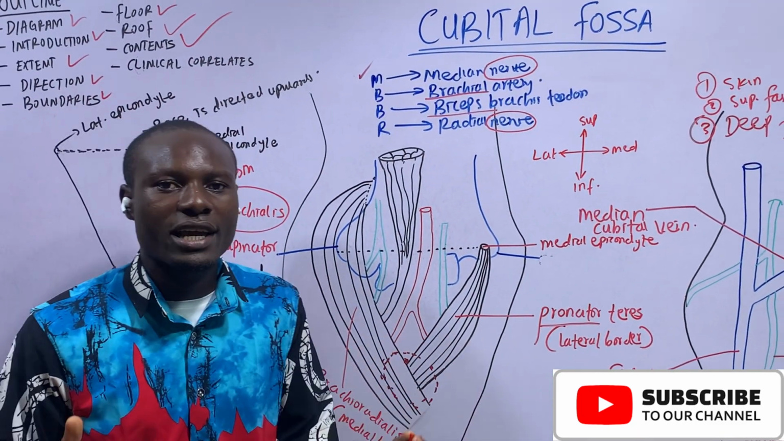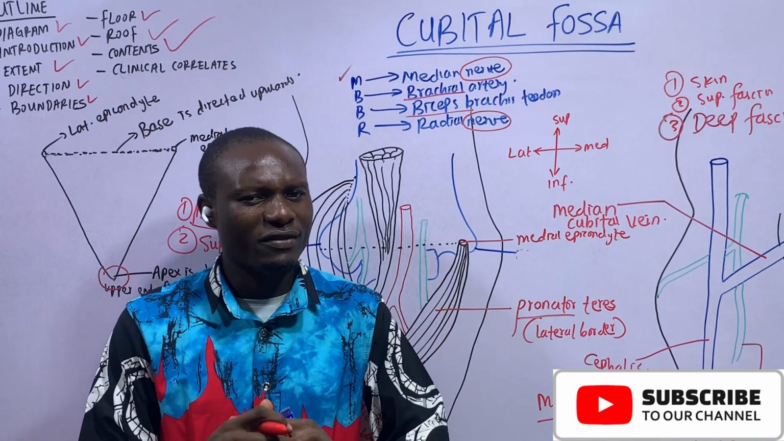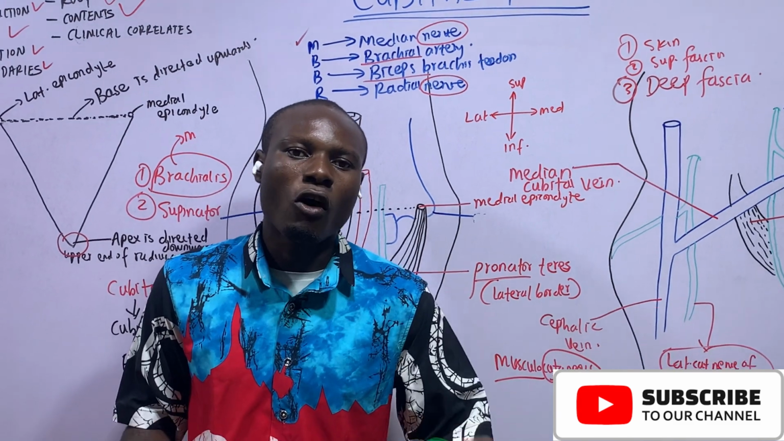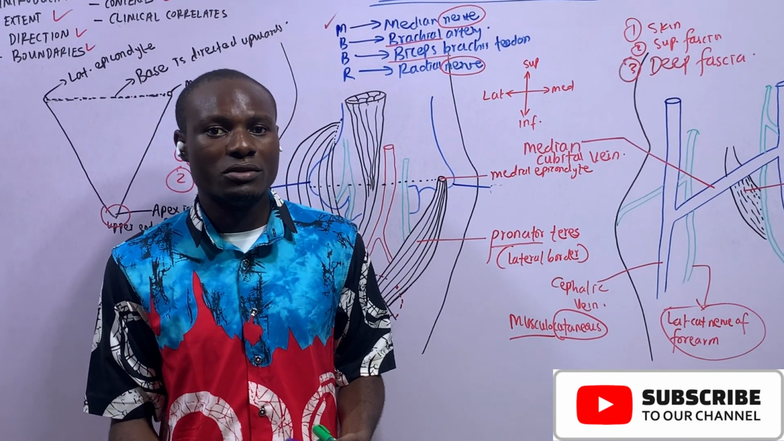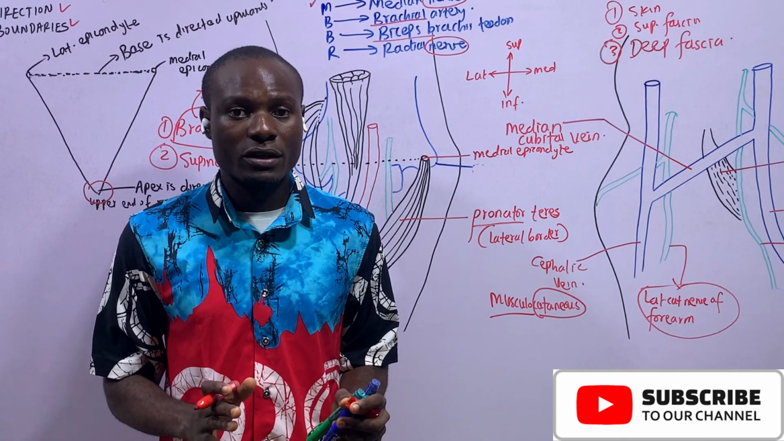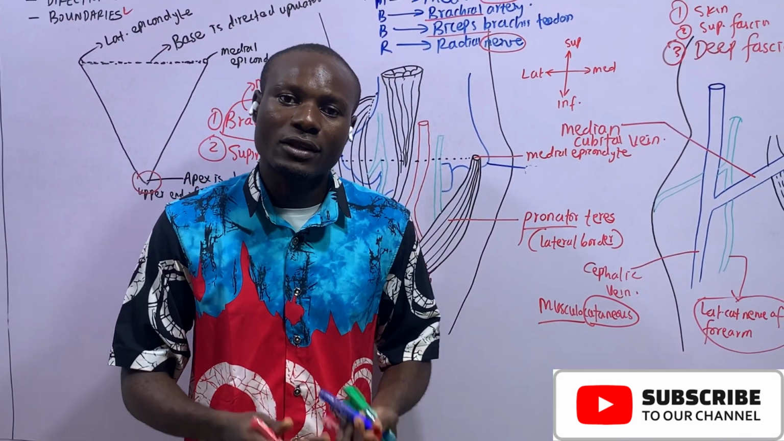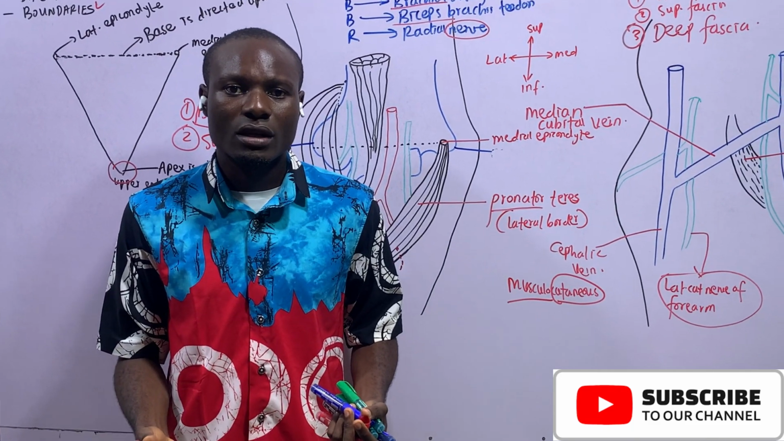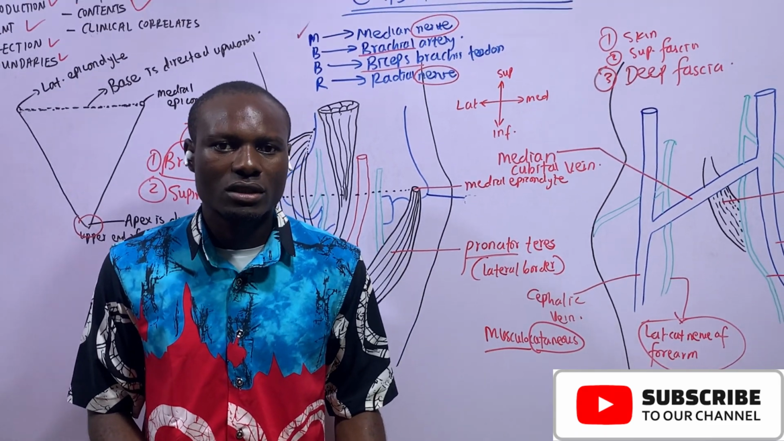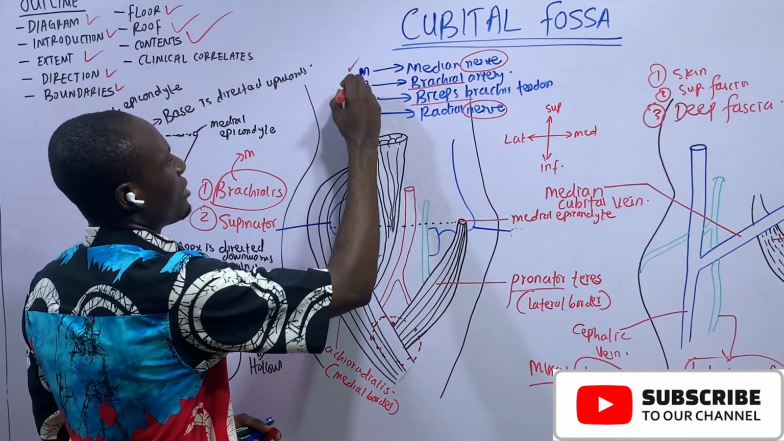What happens to the brachial artery? Within the cubital fossa, at the level of the neck of radius, an event happens. The brachial artery bifurcates into the ulnar and the radial arteries, which are the terminal branches of the brachial artery. So that is the second event that occurs. So the brachial artery bifurcates at the level of the neck of the radius into the ulnar and radial arteries.